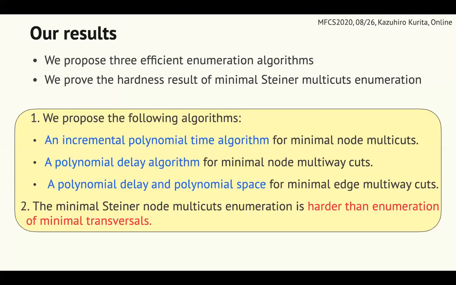Moreover, we propose an incremental polynomial algorithm for node multiway cuts and a polynomial delay algorithm for node multiway cuts. These algorithms need exponential space. Finally, we show the hardness result for enumeration of Steiner node multiway cuts. This problem is harder than enumeration of minimal transversals. Efficient enumeration of minimal transversals is a long-standing open problem in the enumeration algorithm area.